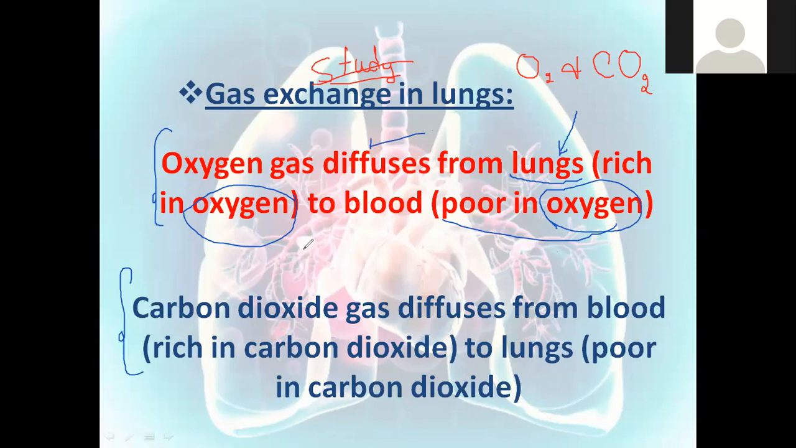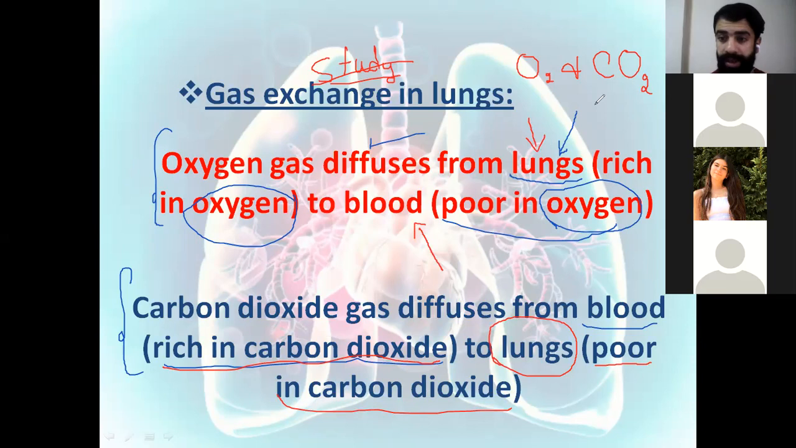And carbon dioxide is the opposite. So carbon dioxide diffuses in the opposite direction, from the blood that is rich in carbon dioxide. Since the blood is rich in carbon dioxide, the carbon dioxide will diffuse from the blood to a medium of low concentration of carbon dioxide, and this is the lungs. So the lungs are poor in carbon dioxide. As a conclusion, oxygen gas diffuses from a medium of high concentration of oxygen, which is the lungs, to a medium of low concentration of oxygen, which is the blood. While the opposite is true for carbon dioxide, which diffuses from the blood, medium rich in carbon dioxide, to the lungs, medium poor in carbon dioxide.